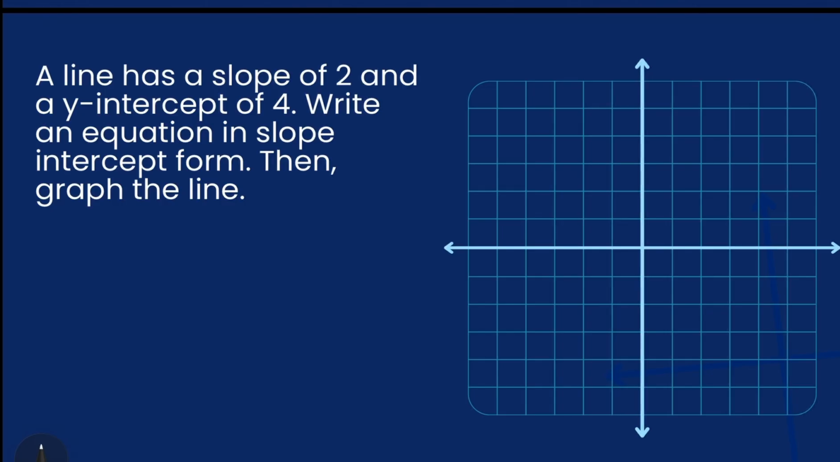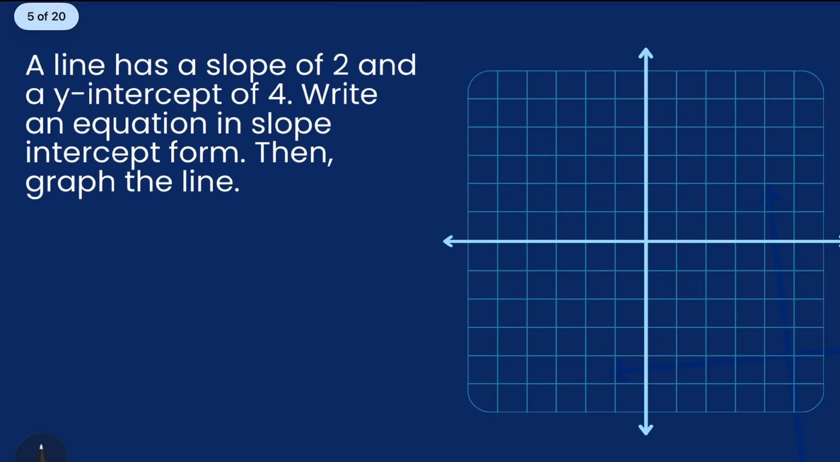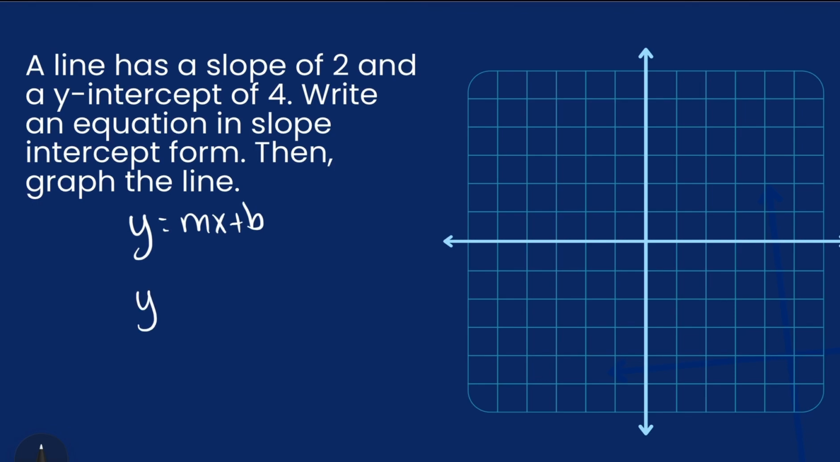So let's take a look at this problem here. A line has a slope of 2 and a y-intercept of 4. Write an equation in slope-intercept form, then graph the line. Well, remember, slope-intercept form looks like this: y equals mx plus b. So I'm going to write y, and then m is my slope, and they told me my slope is 2, so I'm going to write 2x plus my y-intercept is 4, and my y-intercept is always b, so it'll be 2x plus 4.